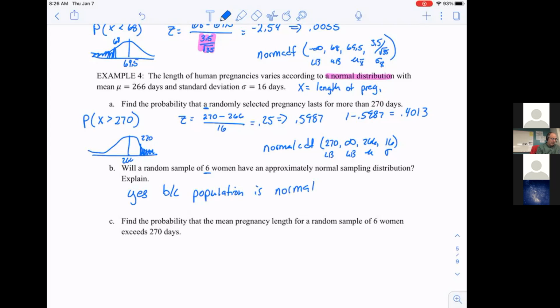Find the probability the mean pregnancy length for a random sample of 6 women exceeds 270. This one was nice to us. We get to use the same picture, and the same probability statement. However, my z is going to change because we're still going to do 270 minus 266, but because it is a sample of size 6, we have to adjust my standard deviation. It was 16, but now we're going to divide that by the square root of 6. So we get a new standard deviation. On the very first one I did that as its own separate calculation, but we can just put it in the equation.